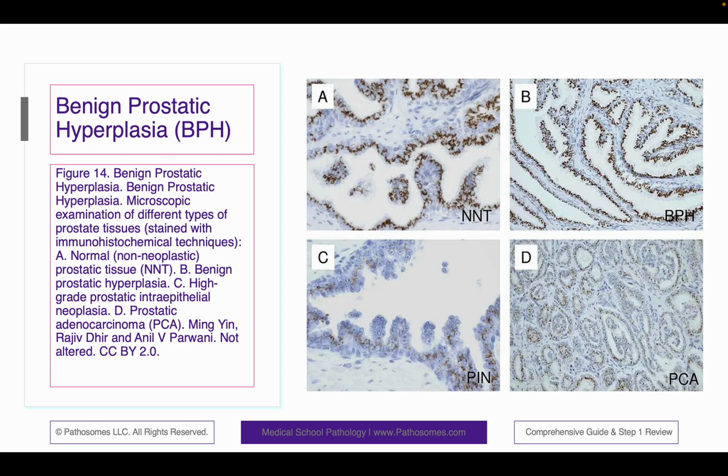versus normal high-grade prostatic intraepithelial neoplasia and prostatic adenocarcinoma. So A is normal, B is benign prostatic hyperplasia, right? Glands looking nice, just a little enlarged. C is something that you'll probably not be asked ever about, but if you are, it's prostatic intraepithelial neoplasia, right? Precursor lesion. And prostatic adenocarcinoma. And D, the worst one, prostate cancer.